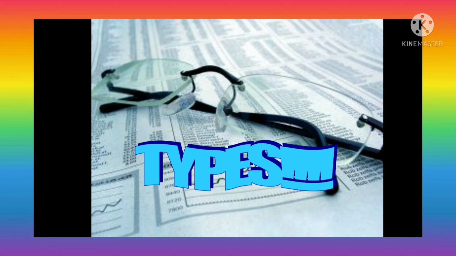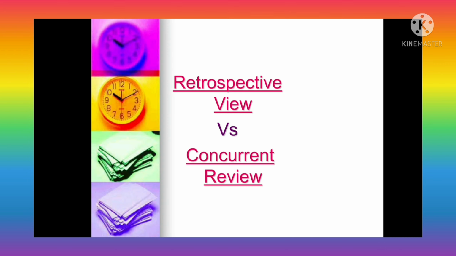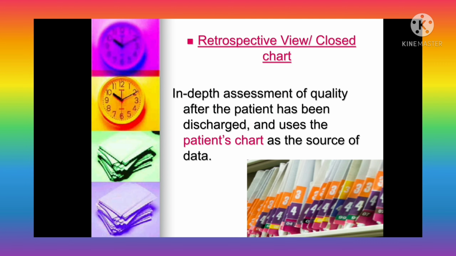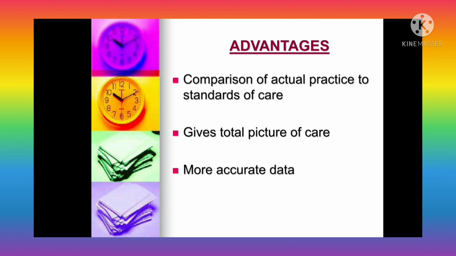Then we can see the types. Types of nursing audit are according to the methodology and according to the agency. According to the methodology, it is retrospective, concurrent and mixed methods. What is retrospective? Retrospective means we are looking at what we did previously, an in-depth assessment of quality after the patient has been discharged, and it uses the patient's chart as the source of data. So usually we are reviewing the patient's records, that is the retrospective or closed chart.